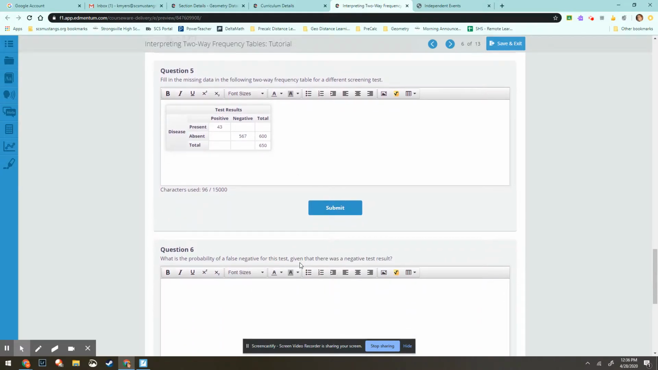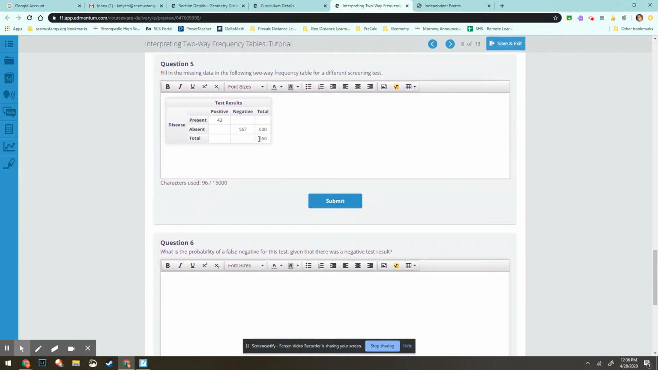For number 5, we're going to fill in this chart. And again, this number right here, this 650, is going to be super helpful. That's the total number of people. So I could fill in right here that needs to be 50. So this whole row is 50, which means the number of negatives right there is 7. And then I can add 7 and 567 and get 574 for that column.